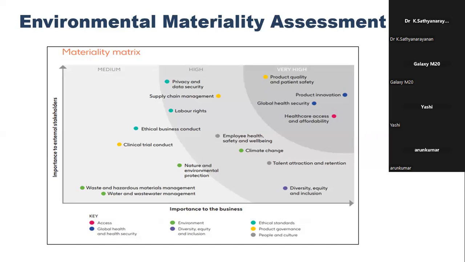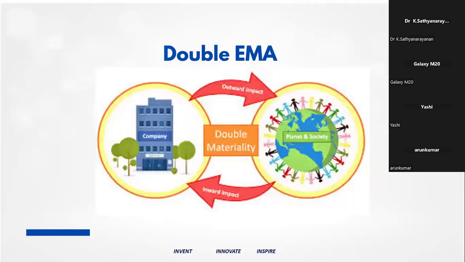Okay, the same way, the internal auditors of ISO 14001 can correlate or understand this. First, I am going to create what is my impact and aspect with respect to the environment, which I've been creating. This is the environmental materiality assessment. The next one is double EMA.